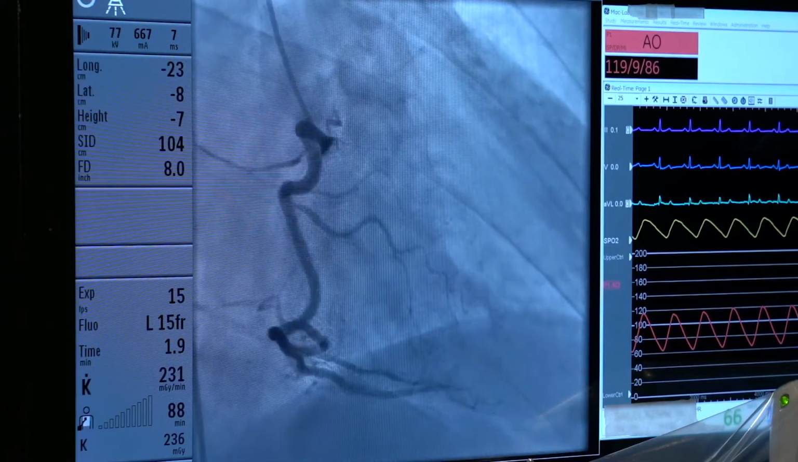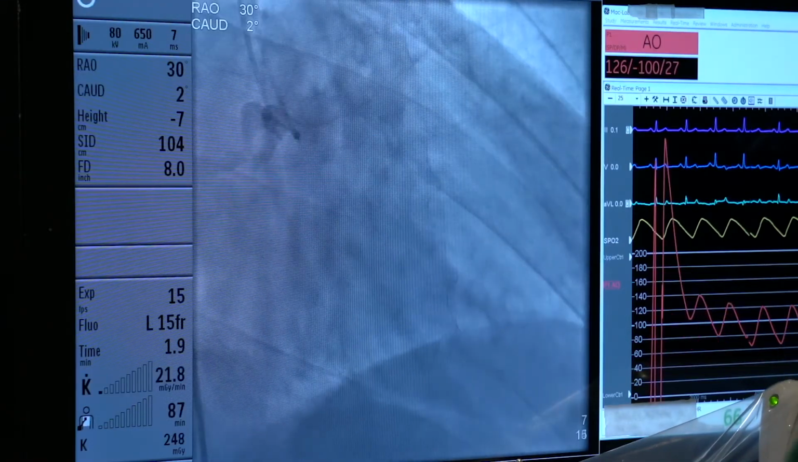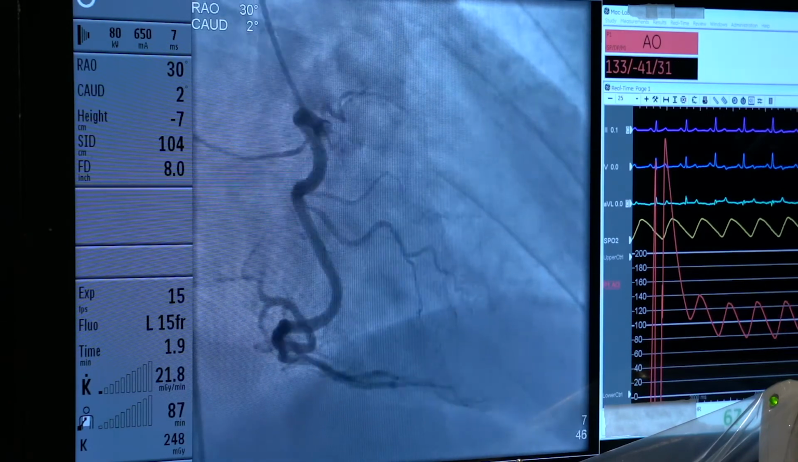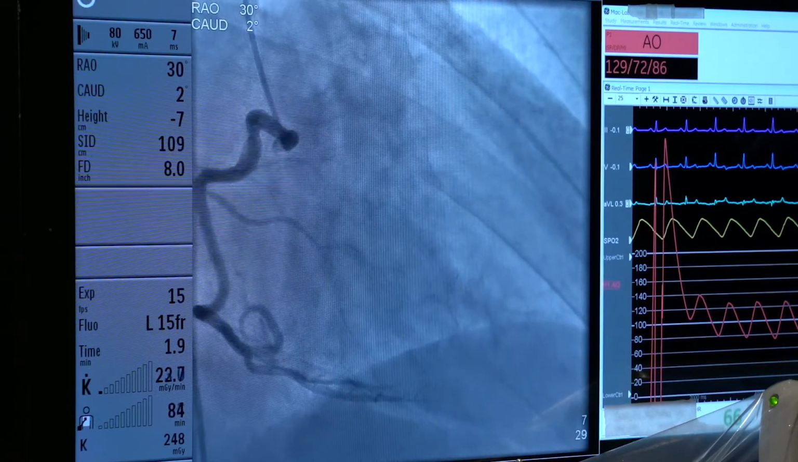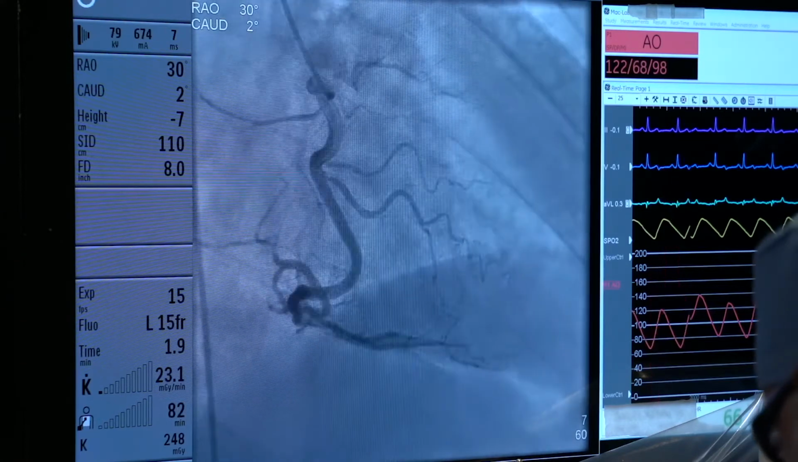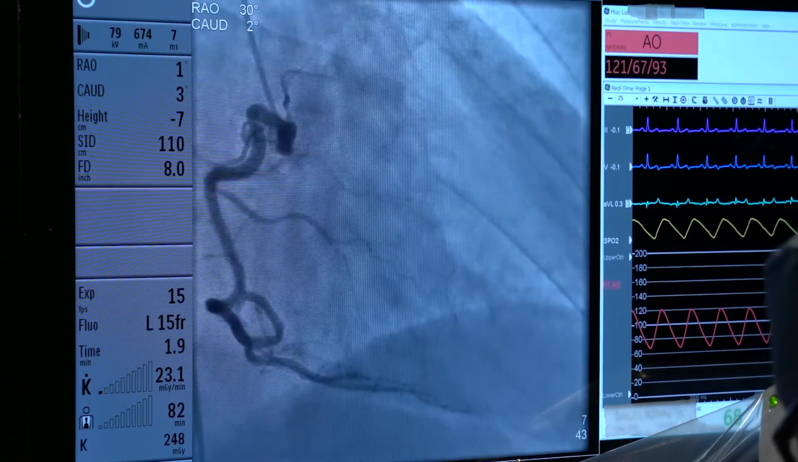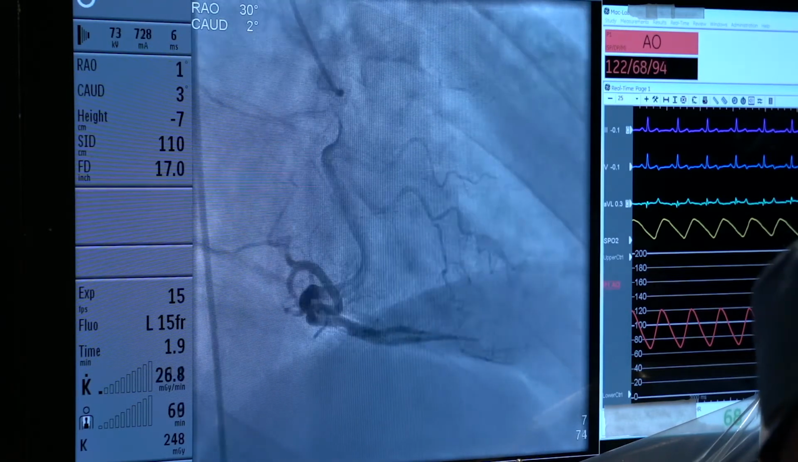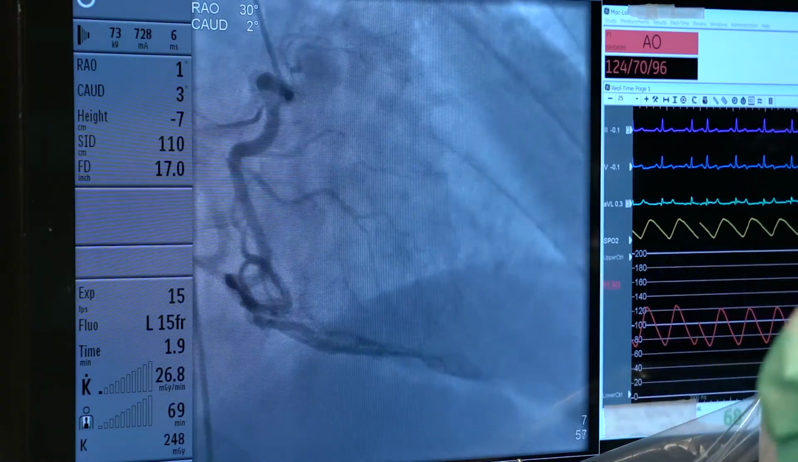So these are now images of the right coronary artery. The artery goes to the back side of the heart, and his right coronary artery is dominant, and there does not appear to be any significant disease in that vessel. We'll next take images of the patient's heart strength, his heartbeat.